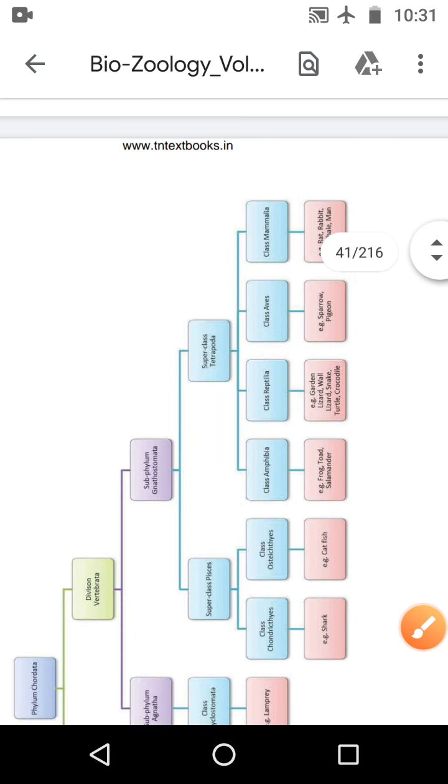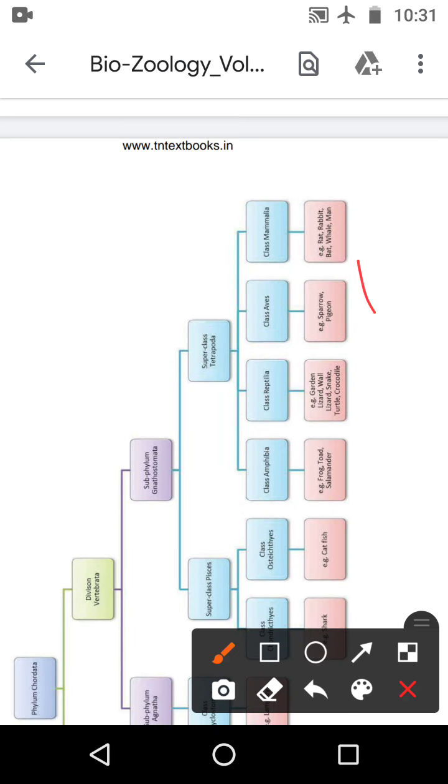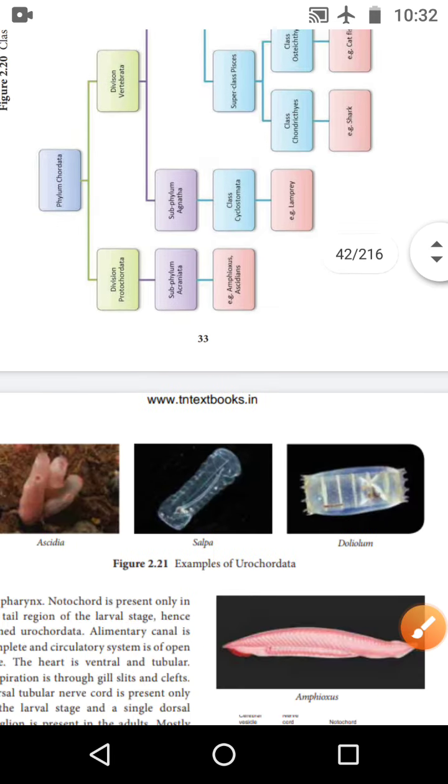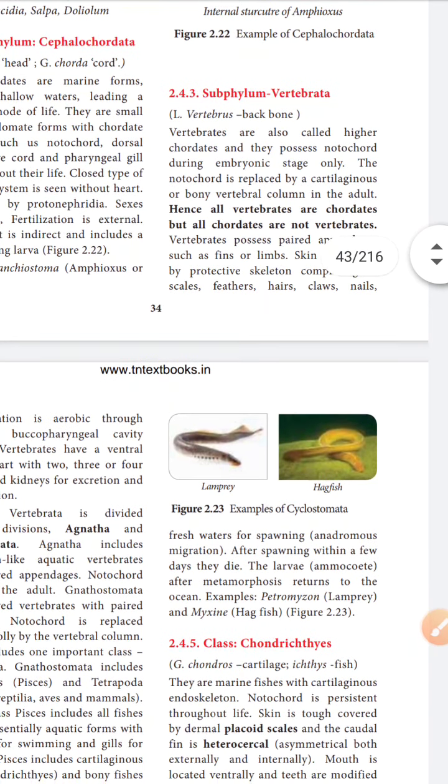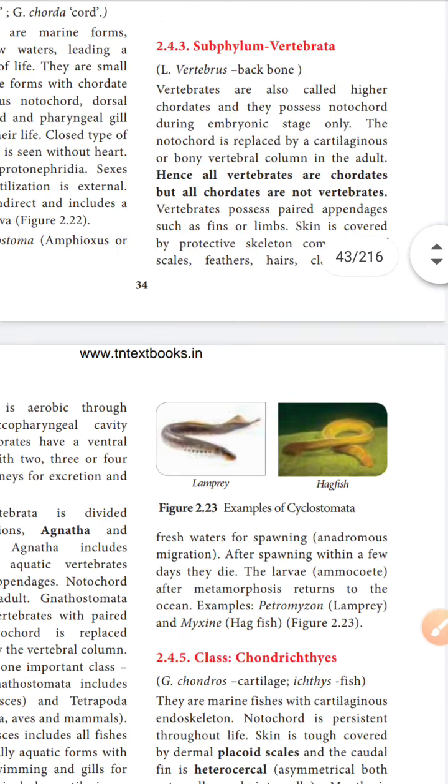Then Aves, the study of birds. So it is all the birds, such as sparrow and pigeon. Then Mammalia, the study of rat, rabbit, blue whale, man, monkey, elephant. It is the study of mammals. So this is the flow chart of this lesson, the Vertebrata. Okay, we will see the vertebrates.